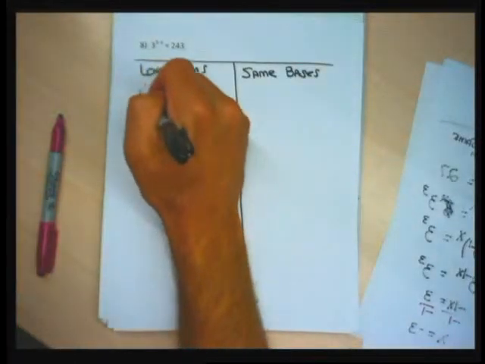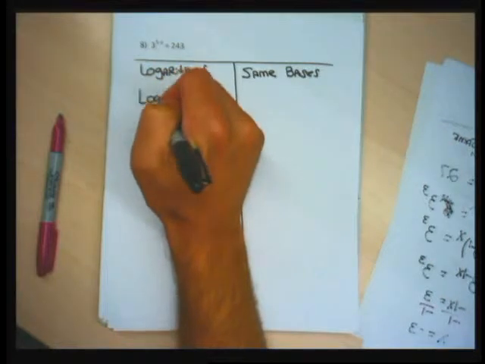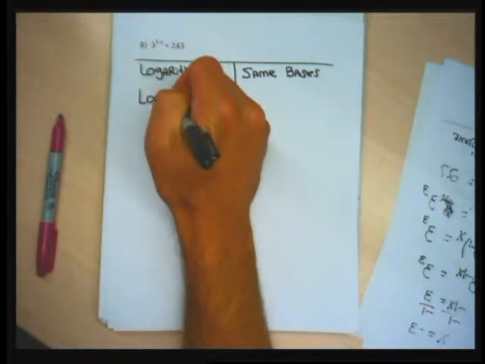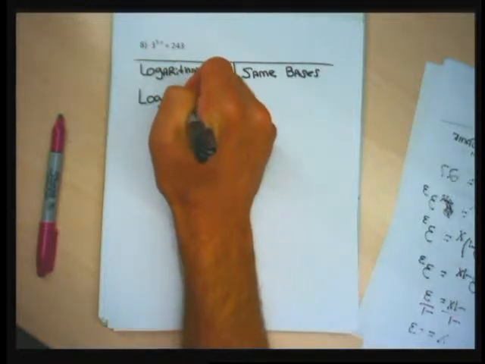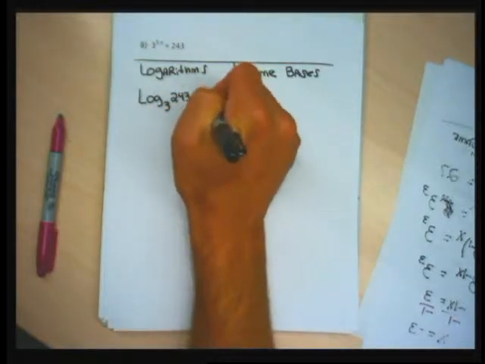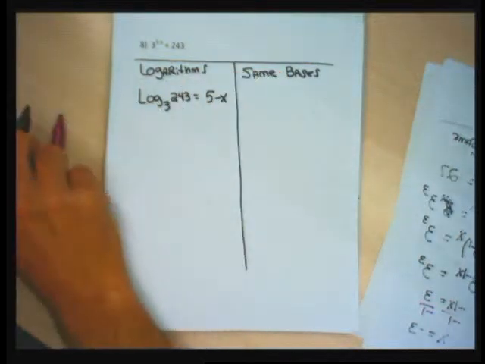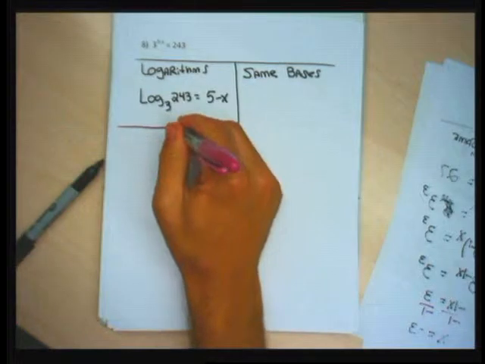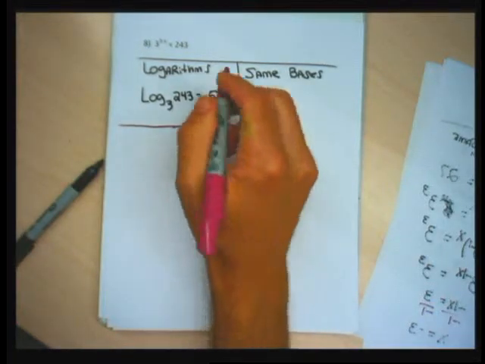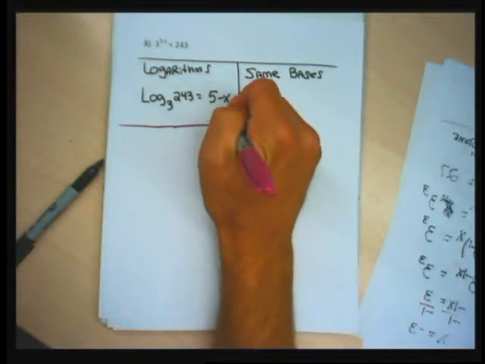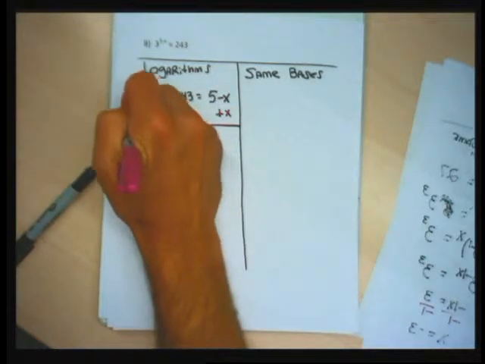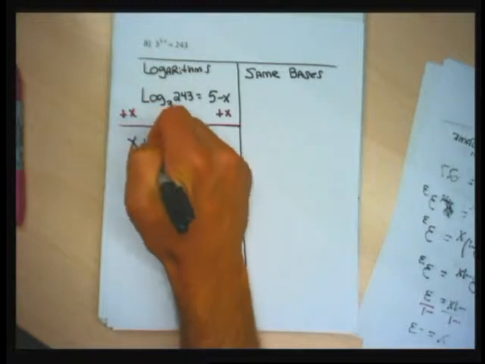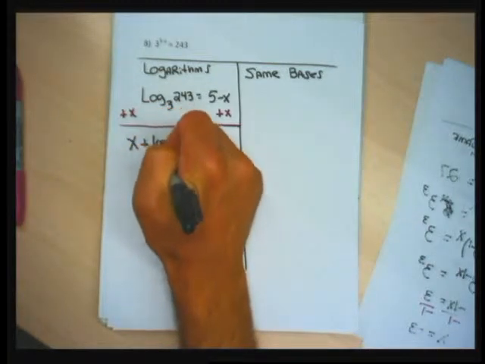So for the logarithmic approach, I'm going to write the left side with a log. The 3 is the base. It's staying the base. I'm going to switch the 243 and the 5 minus x. And I want to solve for x before I use my calculator. And I like my x being positive. So I'm going to start off by adding x to both sides. It's not a deal breaker if you don't do this, but doing this is going to give me the positive x that I really want to have.